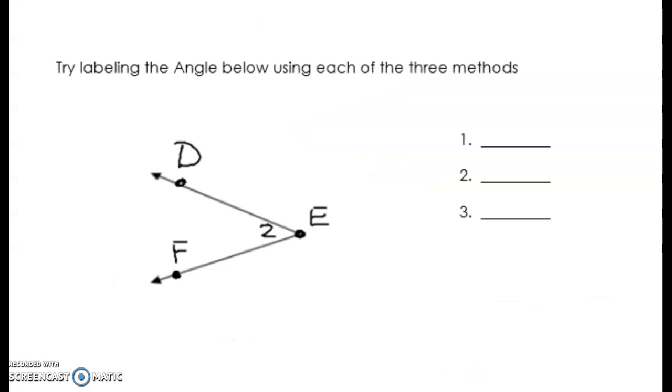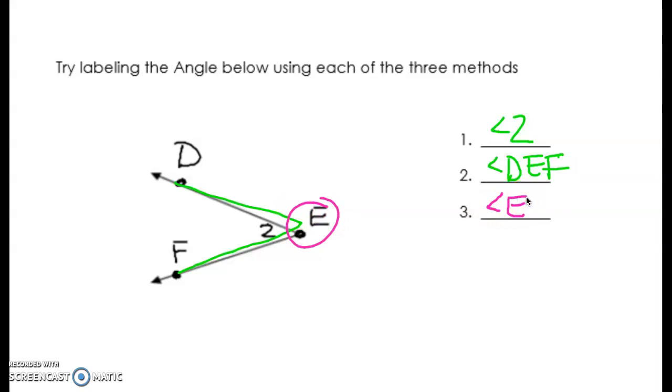So we did a couple in class just to practice. The three ways you could use to identify this angle would be angle 2, and make sure you're putting that little angle symbol in front there. We could say DEF. And we could also use the vertex alone and just say angle E, but only because this is a single angle.